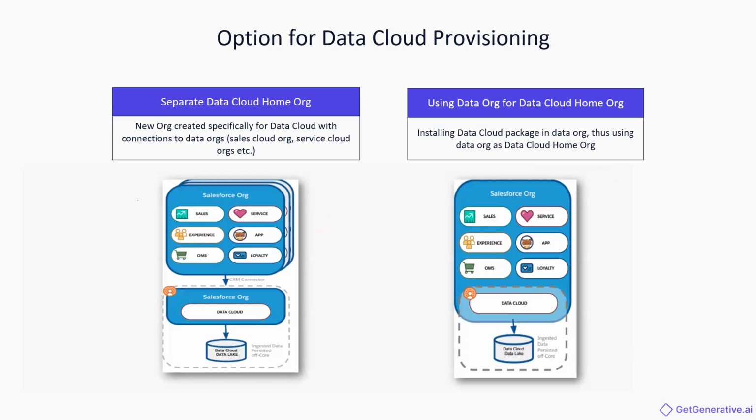Options for Data Cloud provisioning. This is important. Where should you provision your Data Cloud? Now, there are two options: separate Data Cloud from your home org instance, or your Data Cloud is hosted in the same instance. The first situation was the norm until the last 2 or 3 years. It is still relevant for some of the customers where you have complex integration, you have complex enterprises.